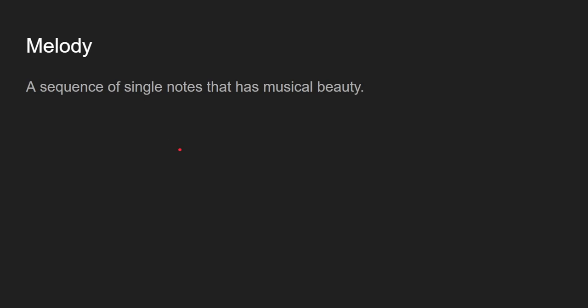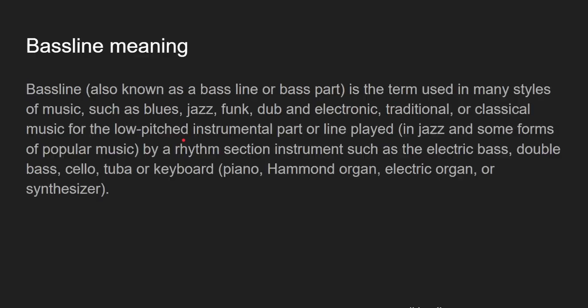Instrumental song. What is an instrumental song? It's a band and instruments without a singer, and a melody, a sequence of single notes that has musical beauty. Bassline. Bassline, according to Wikipedia, also known as a bass line or bass part, is the term used in many styles of music such as blues, jazz, funk, dub, electronic, traditional or classical music for the low-pitched instrument part of the music. In jazz and some forms of popular music, it is played by a rhythm section instrument such as the electric bass, double bass, cello, tuba, or keyboard, piano, Hammond organ, electric organ, or synthesizer.